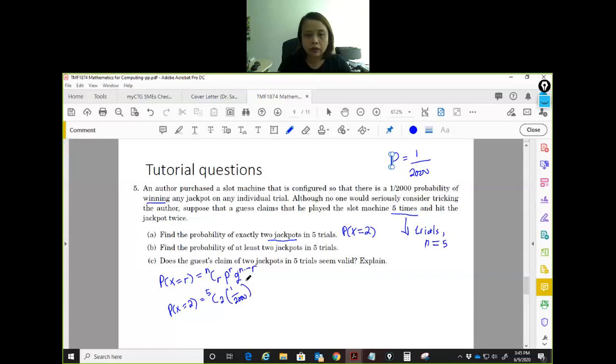What is r? So this is 2. Then we have q will be 1 minus 1 over 2000. So that is about 1999 over 2000 to the power of 5 minus 2. So to the power of 3. Okay. So punch this number in your calculator. You should get a very small number. I think about 0.00, how many zeros is this? About 5.